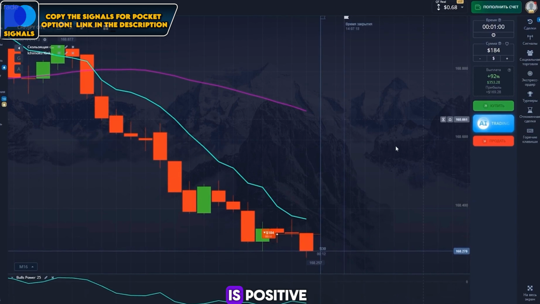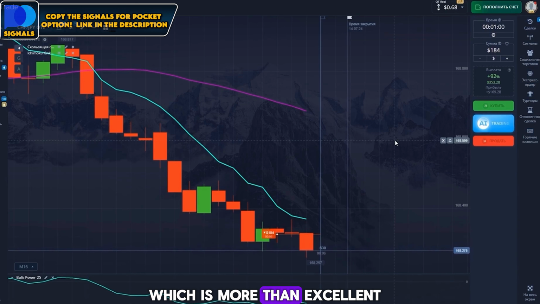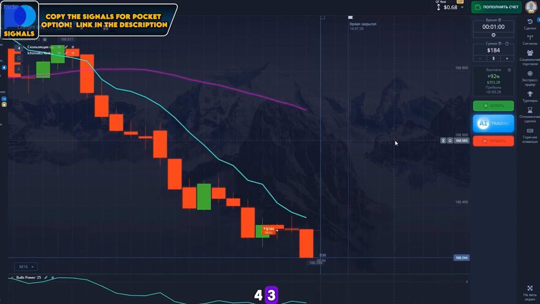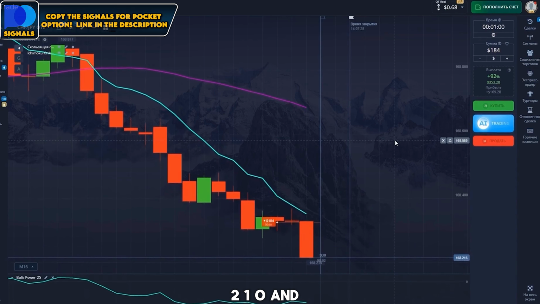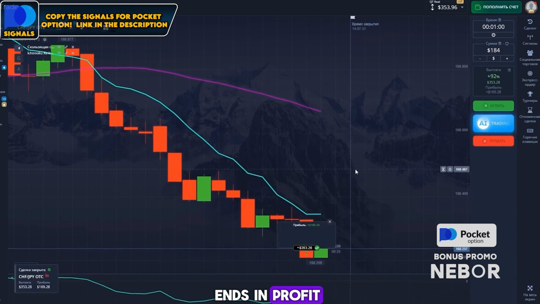So far the result is positive, and this is already the 3rd trade in a row. If it closes in profit, it will be the 3rd profit in a row, which is more than excellent. 4, 3, 2, 1, 0. And our trade also confidently ends in profit.